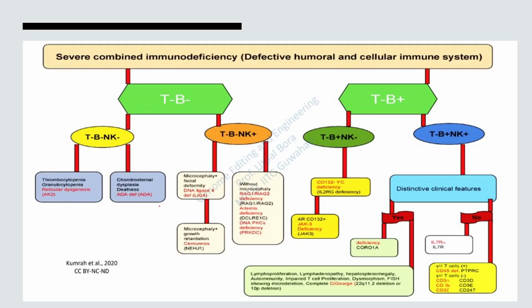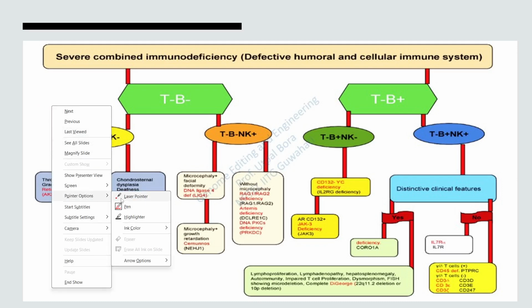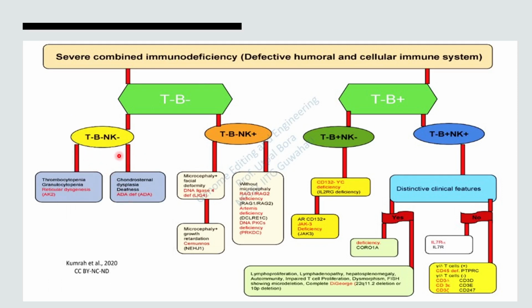And here is the flow diagram of TB plus or TB minus severe combined immunodeficiency, which happens due to a defective humoral and cellular immune system. This can be TB minus NK minus or TB minus NK plus. TB minus NK minus can be of two types, that is reticular dysgenesis, which we have talked about recently, RD.